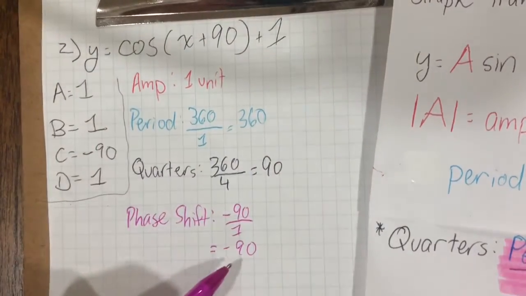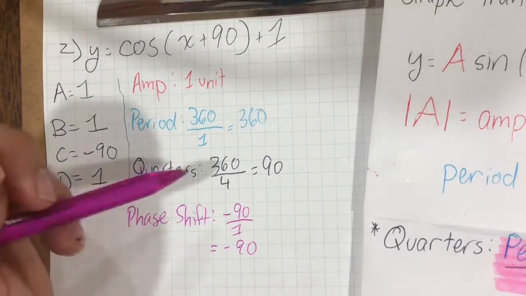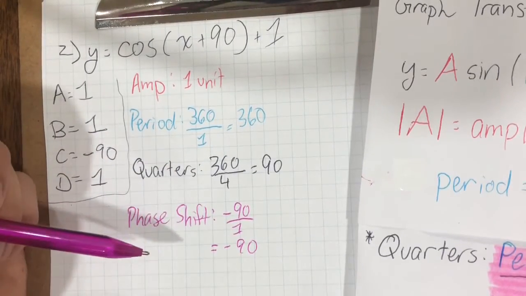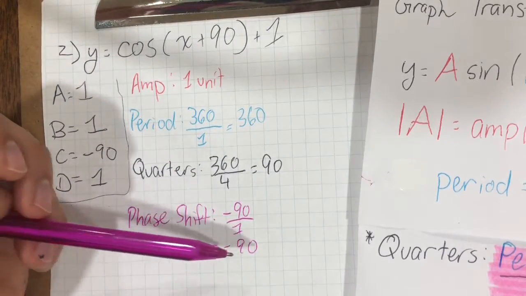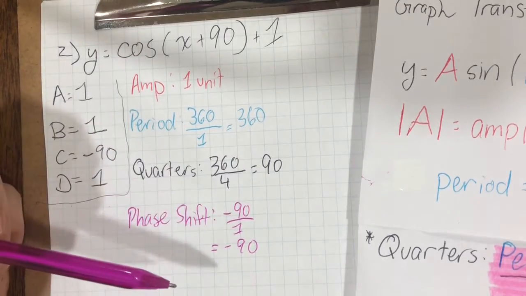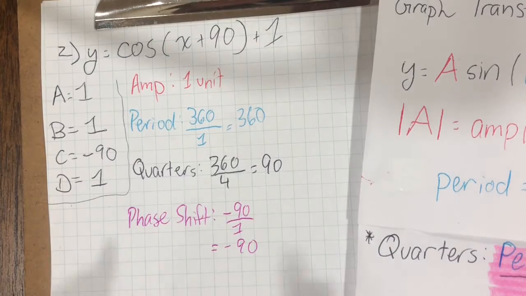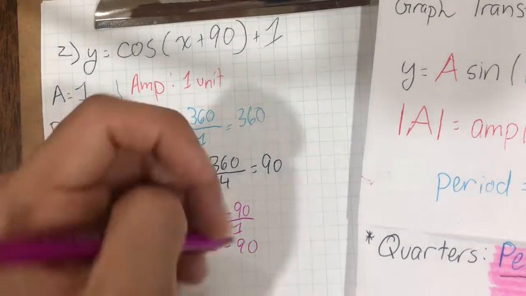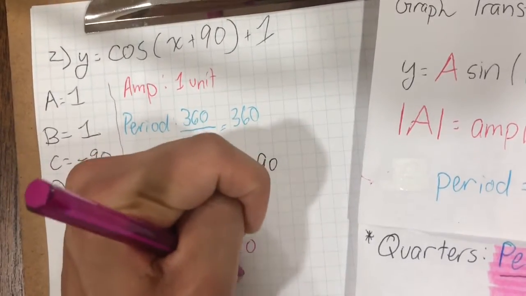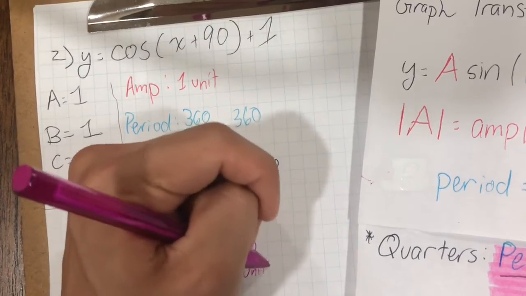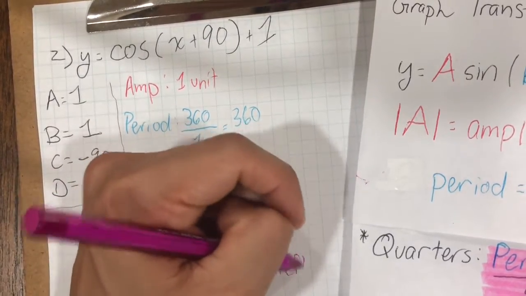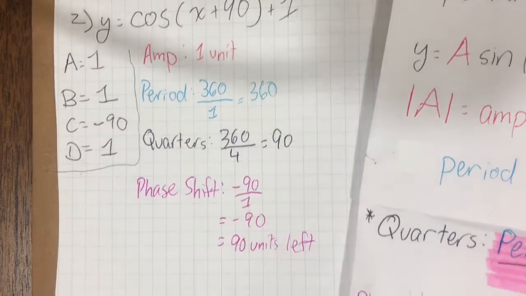And since we have a negative, and phase shift relates to horizontal shift, that means I'm moving negative 90 either to the left or to the right. Now, with this negative, the negative associates to the left side, so that means that I'm moving 90 units to the left. All right, so let's go ahead and keep going.